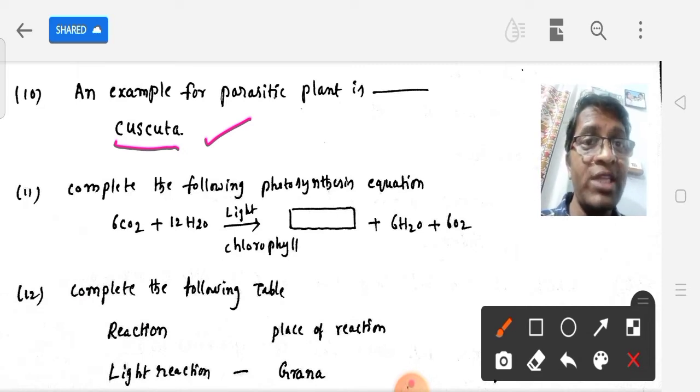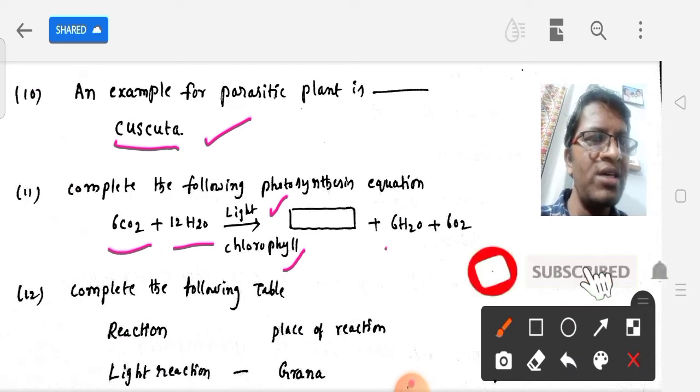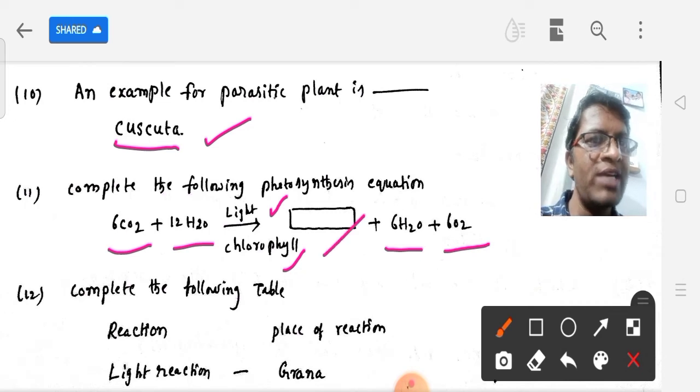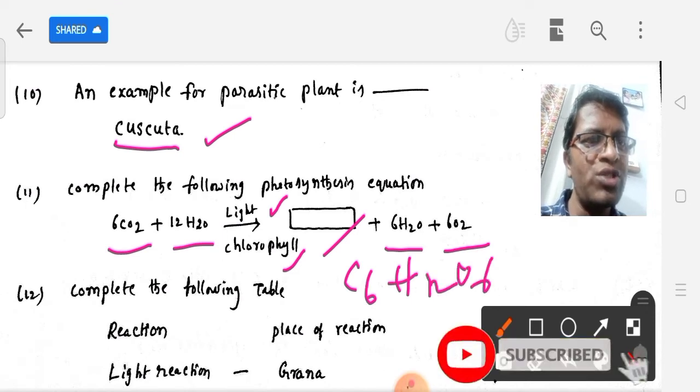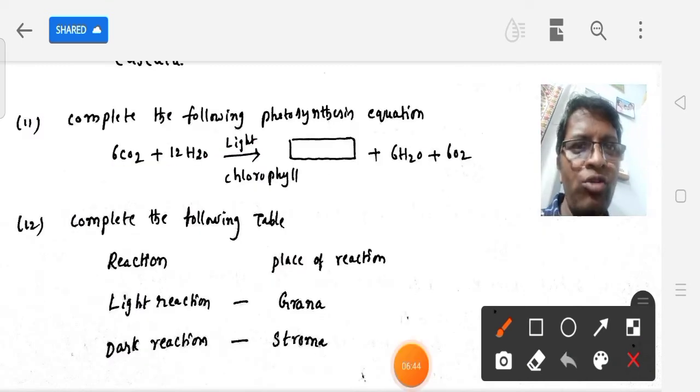Next we can go for 11th bit. Complete the following photosynthesis equation. Here 6CO2, 12H2O, light and chlorophyll. Then they given a bracket. Next 6H2O and O2. In this bracket what can we get? C6H12O6. That is glucose. So in this photosynthesis equation we can get glucose.